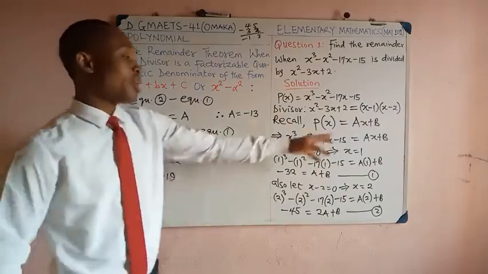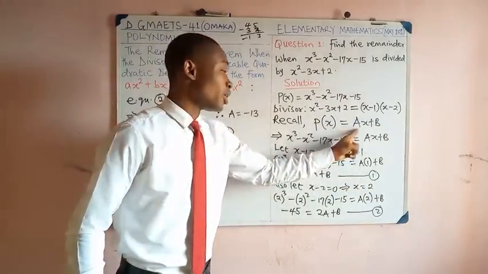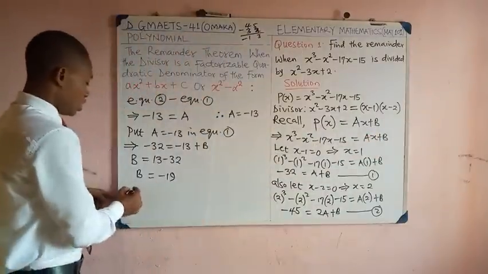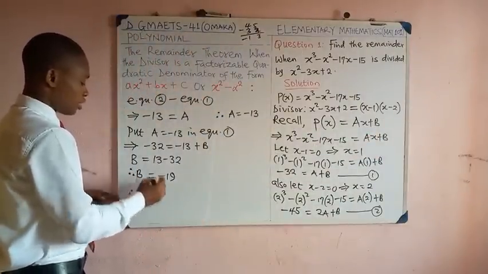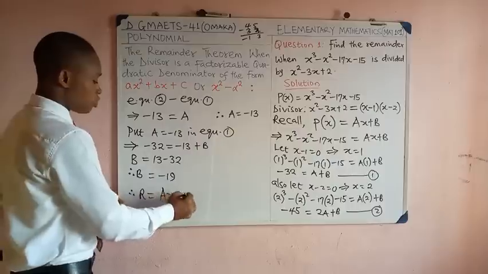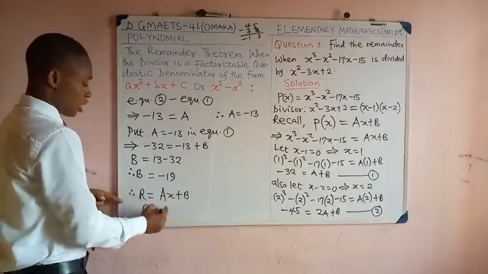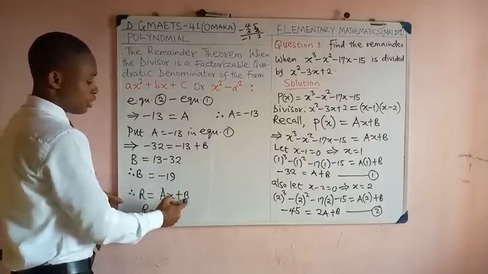So we've gotten our remainder ax plus b. Why? Because we know a already and we know b. Therefore, the remainder, which is equal to ax plus b, will give us that the remainder is equal to a is minus 13x and b is minus 19.